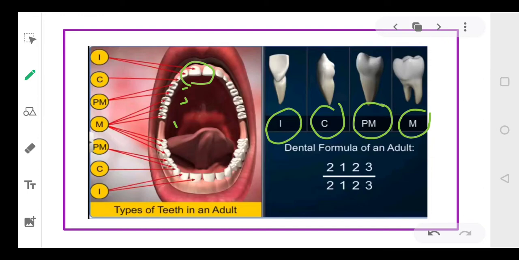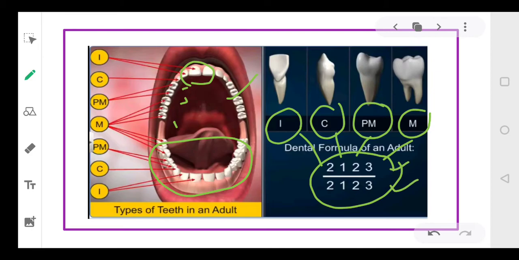Dear students, how many jaws do we have? We have 2 jaws: one is your upper jaw and the second is your lower jaw. So we have 4 different types of teeth: incisors, canines, premolars and molars. The dental formula for teeth is 2, 1, 2, 3. 2 is incisors, 1 is canines, 2 is premolars and 3 is molars. So your upper jaw has 2, 1, 2, 3, and your lower jaw also has 2, 1, 2, 3.